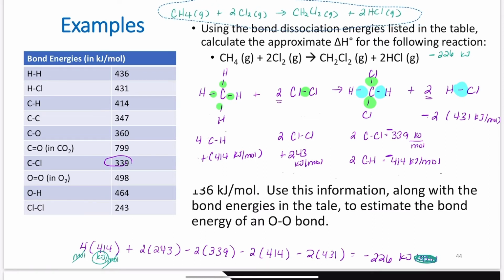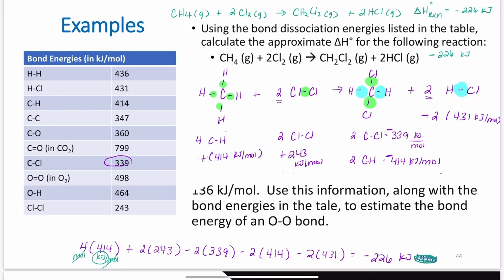And remember, for a complete thermochemical equation, all you do is add your delta H reaction on there. And this is negative 226 kilojoules. I don't have to write per mole there because since it's written in the balanced equation, it's assuming per mole. It means negative 226 kilojoules of heat are released for every 1 mole of methane consumed, every 2 moles of Cl2 consumed, every 1 mole of CH2Cl2 produced, or every 2 moles of HCl produced.